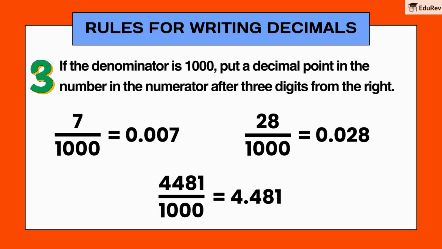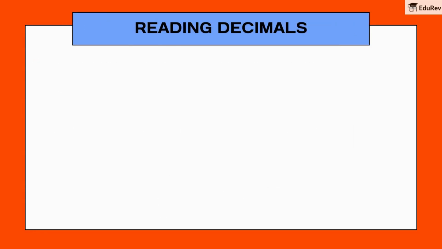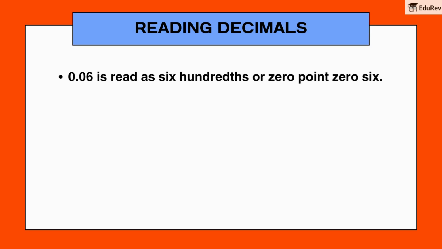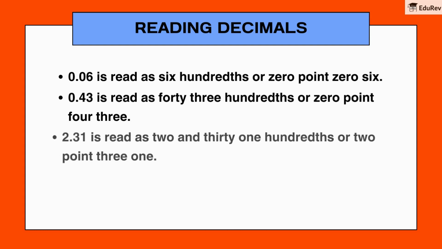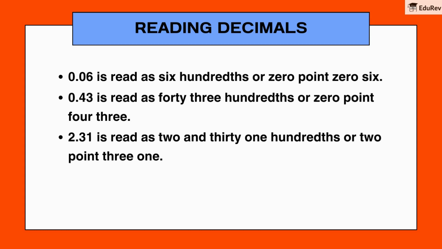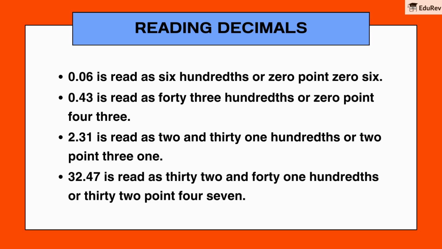Since we have now learned how to read decimal numbers, let us try to read these values. 0.06 is read as 6 hundredths or 0.06. And 0.43? That's 43 hundredths or 0.43. What about 2.31? We say 2 and 31 hundredths or 2.31. Lastly, 32.47 is 32 and 47 hundredths or 32.47.